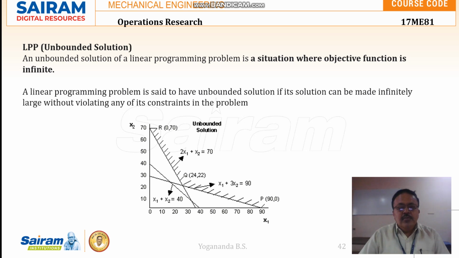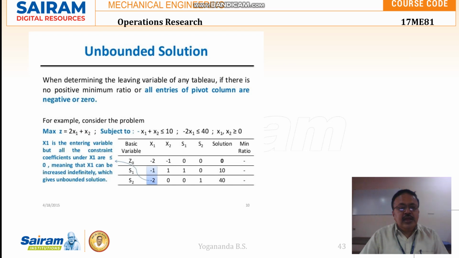So that means by giving infinite values to the variables x1 and x2, the objective function will have an infinite solution. For example, if you consider the problem here, maximize z is equal to 2x1 plus x2. So x1 and x2 can take infinite values, so that the value of z is also infinite. So there is no restriction on the value of z.